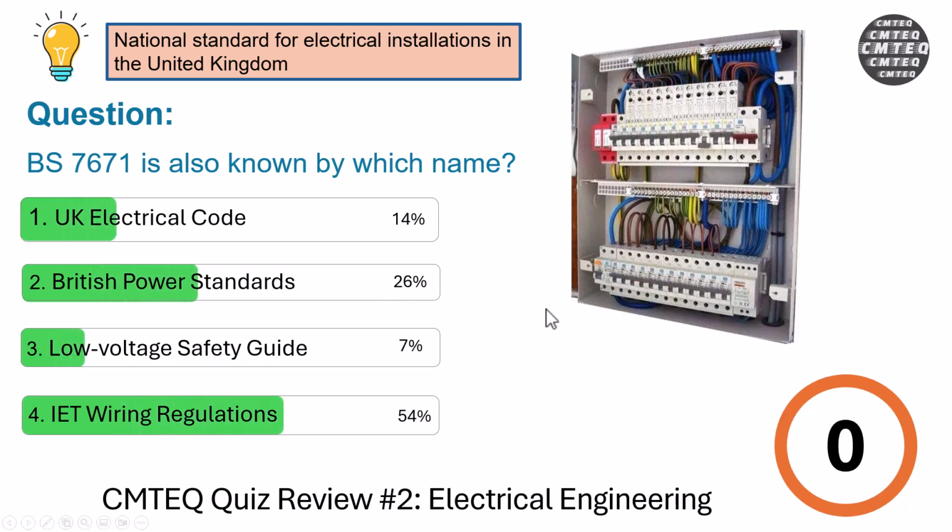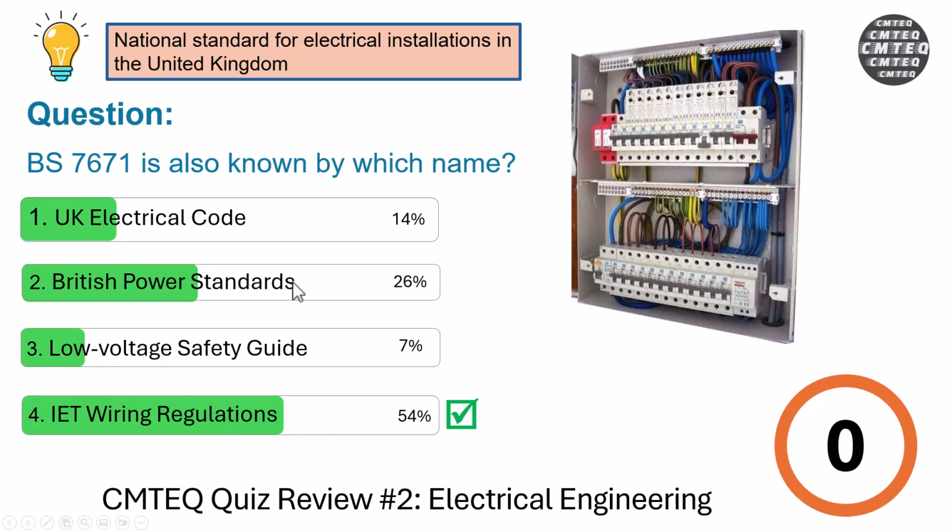Great stuff. The answers were almost divided, but the majority, 54%, say IET wiring regulation. So the BS 7671 is also known as the IET wiring regulation. There is a 26% that say British Power Standards. But is this though the correct answer? Let's go ahead and reveal. It is indeed the correct answer. But why is this the correct answer?